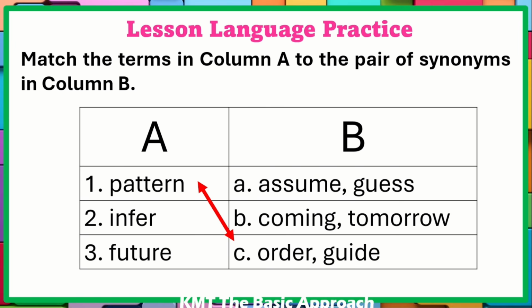Number 2, infer. What is the correct answer? Great! Letter A. Assume, guess. And lastly, number 3, future. Good job! Letter B. Coming and tomorrow.